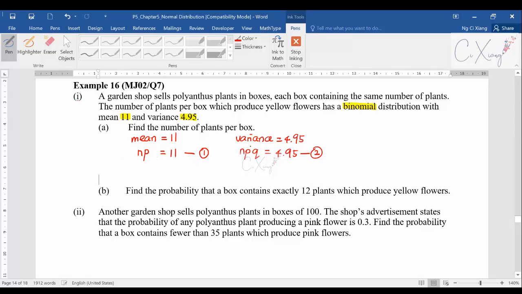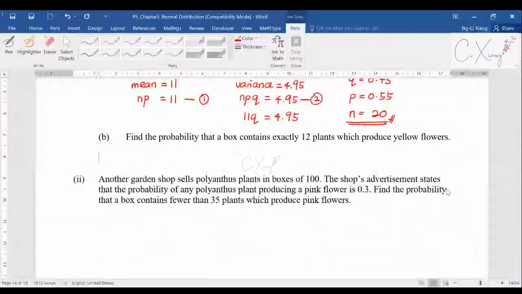From the first part, np is 11. Therefore, I should substitute np with 11, so 11q will be 4.95. So q equals 0.45, and p is 1 minus q, which is 0.55. And n, you can get it from the first equation again. Eventually, you will get n equals 20. So n is the number of plants per box. Then now, for part number 2.